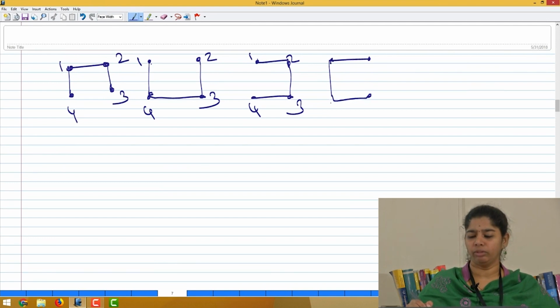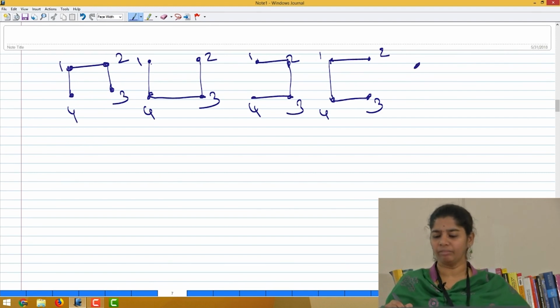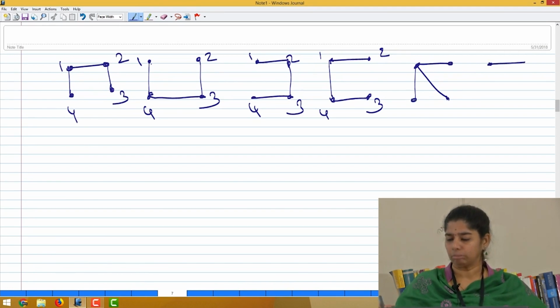So, these are the 4 trees which you get by removing the cycles out of it, and you will have the other possibility of all these. I should not say, right.